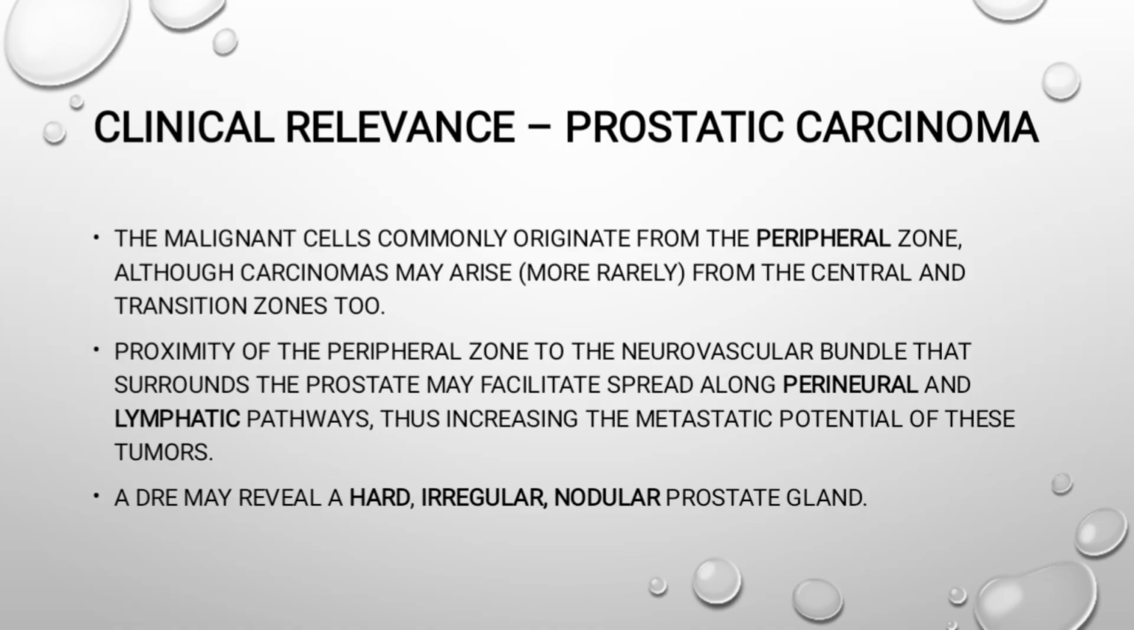Then the second point of clinical relevance includes prostatic carcinoma. The malignant cells commonly originate from the peripheral zone, although carcinomas may arise from the central and transitional zones too, but these are rare. Mainly prostatic carcinoma arises from the peripheral zone. Proximity of the peripheral zone to the neurovascular bundle which surrounds the prostate may facilitate spread along perineural and lymphatic pathways, thus increasing the metastatic potential of these tumors.